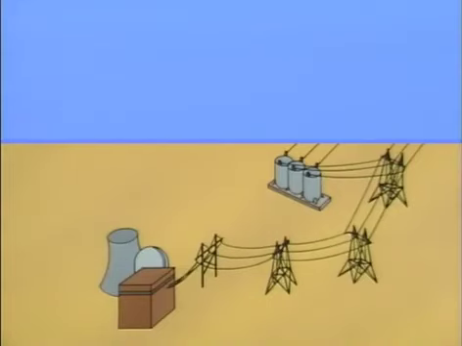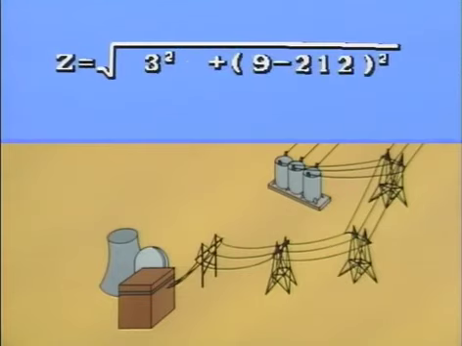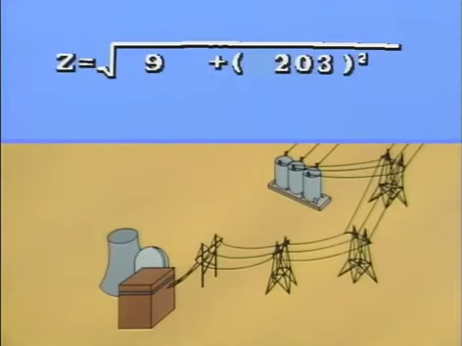Now, let's calculate the impedance of the line using the equation Z equals the square root of the quantity R squared plus the difference between X sub L and X sub C squared. Substituting in the values, the equation reads impedance equals the square root of 3 ohms squared plus the difference between 9 ohms and 212 ohms squared. Squaring 3, we get 9. 9 ohms minus 212 ohms is 203 ohms.